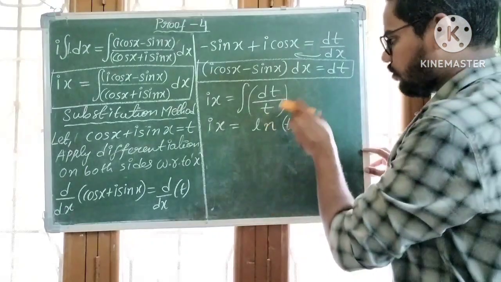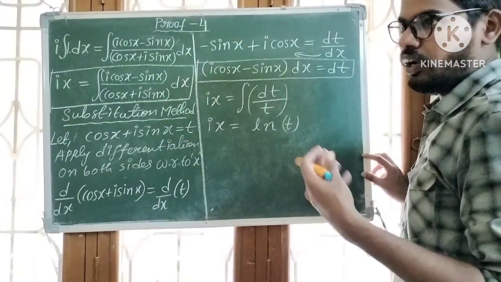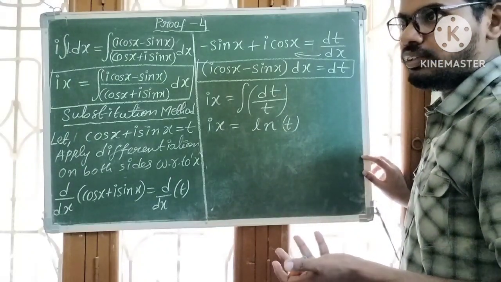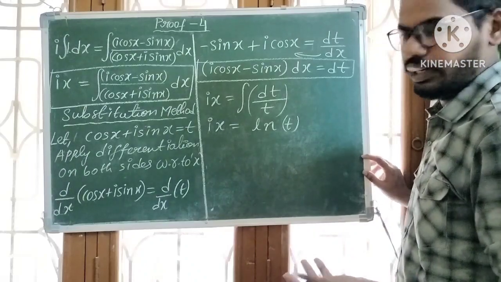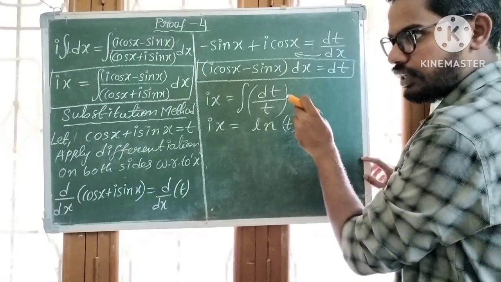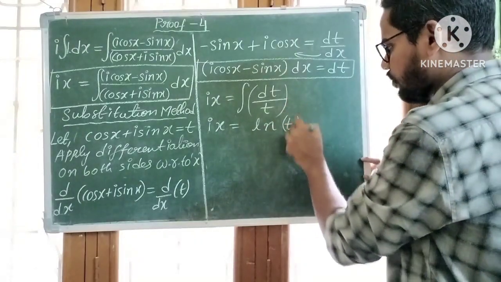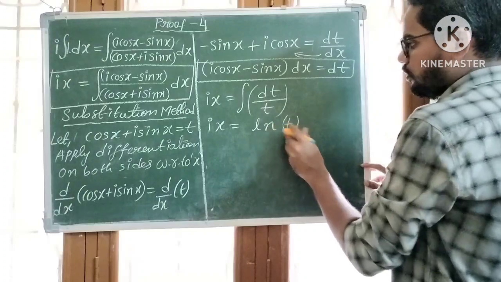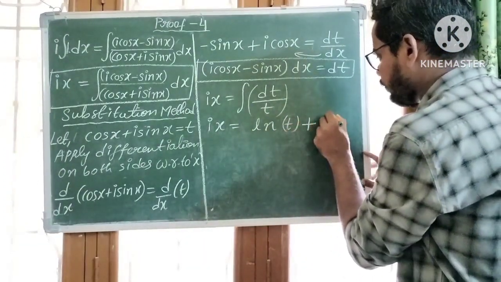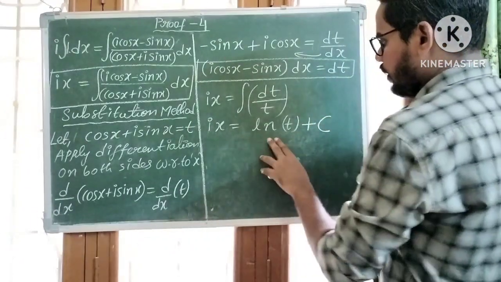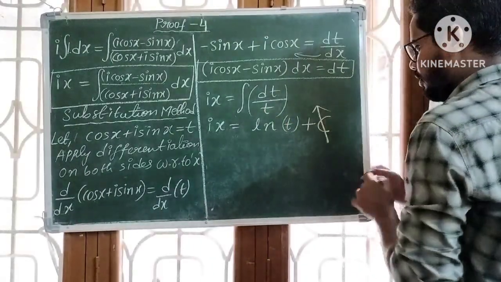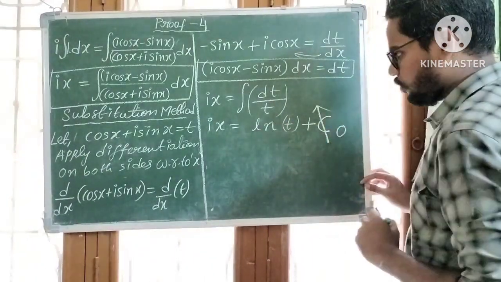Actually we consider ln of modulus of t, because the argument must be positive. Logarithms of negative numbers are not defined. So here t is called the argument, the input. In logarithms the input is called the argument, and the argument must be positive. That's why we always consider the modulus. After doing integration, we get some arbitrary constant, called the constant of integration, that is c. Let us consider this arbitrary constant to be very small, so let it be 0.